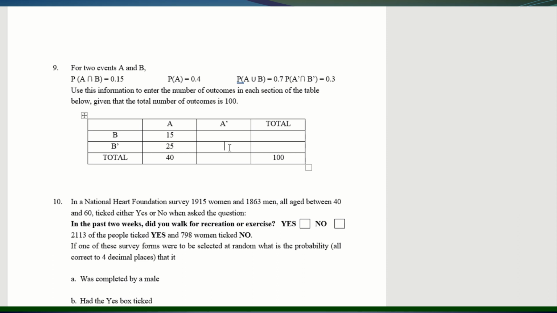What is this? 0.3, which is 30. So if this is 30, this will be 55. Okay, so if that is 55, this will be 45. Correct? This will be 30. So it's just like filling up a puzzle actually, you see. You can fill up. So whenever they give you A union B, you can find this. I've already showed you from the diagram why, right?